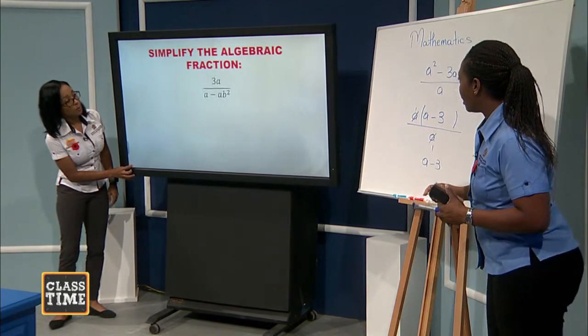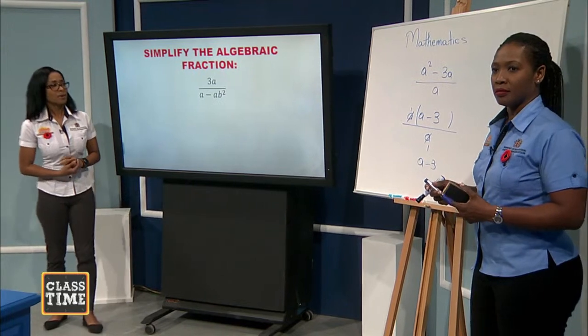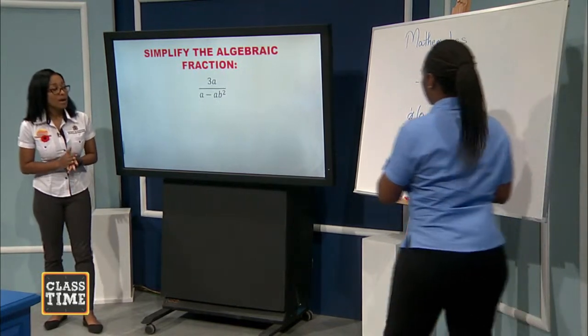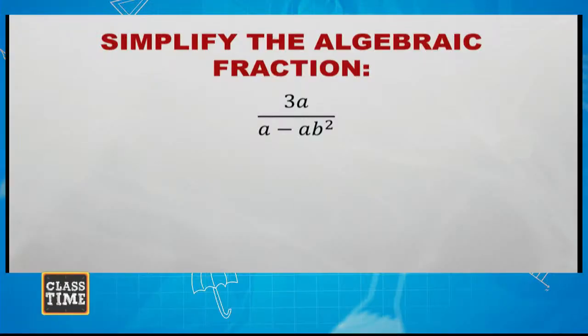Let's try another one. So we have 3a all divided by a minus ab squared. Since Tamika was such a bright spark on the first one, we're going to see if she's able to do this one. So we have 3a all divided by a minus ab squared. All right, so let's see if we can help Tamika and walk through.